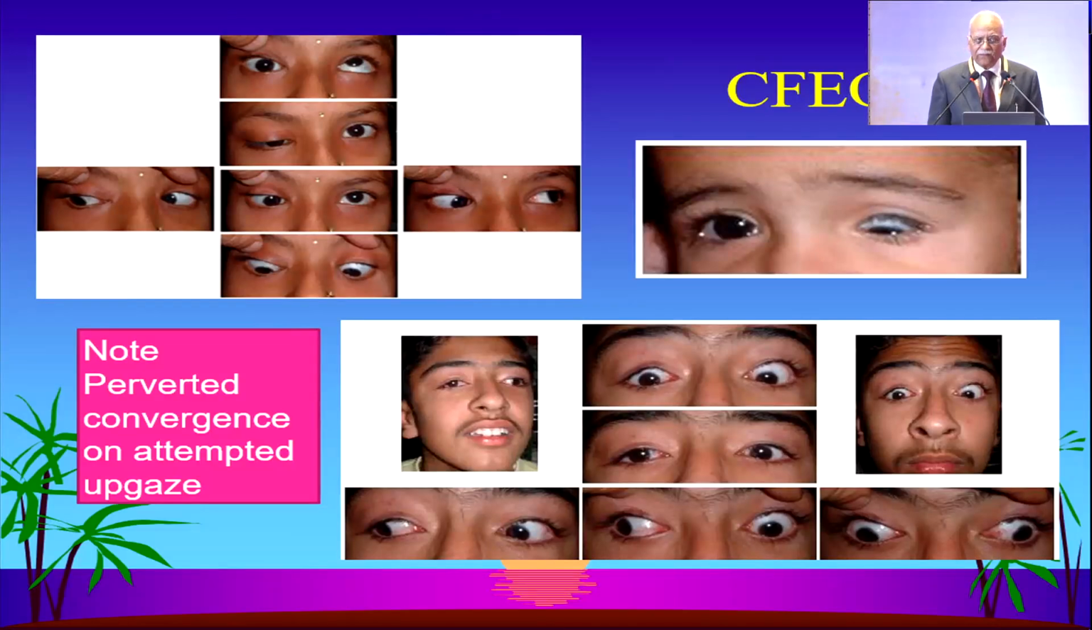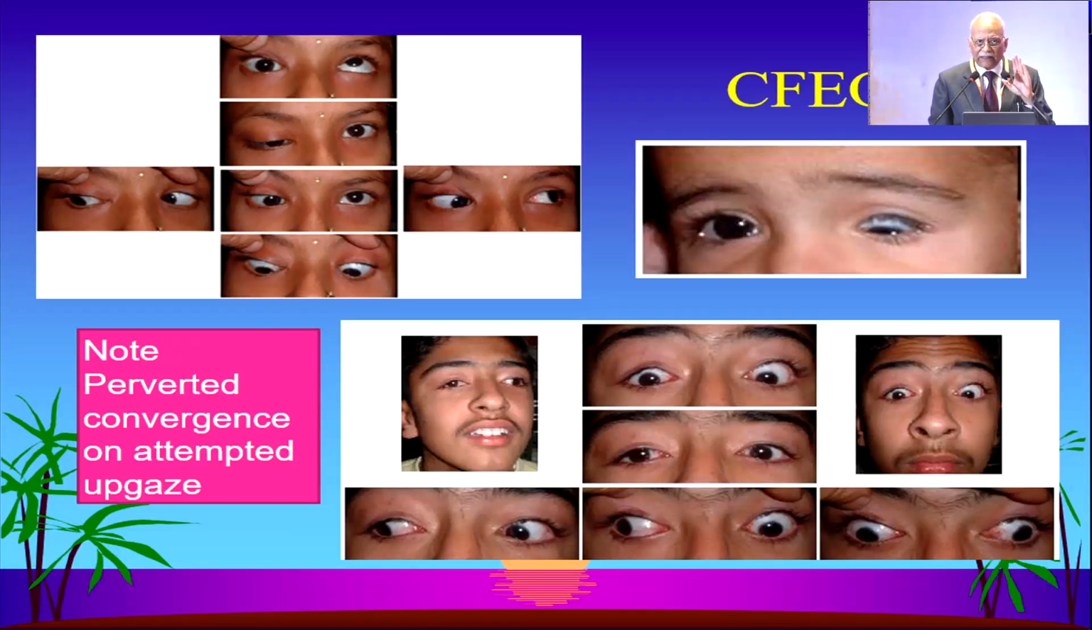In 3rd nerve, what we have is a congenital fibrosis of extraocular muscles, the CFEOM, and these children will typically have a perverted convergence on attempted up gaze. So the key feature to take home is, ask them to look up, and if you find the eyes are converging, you will have a perverted convergence, means most likely it's a CFEOM or congenital fibrosis of extraocular muscles.